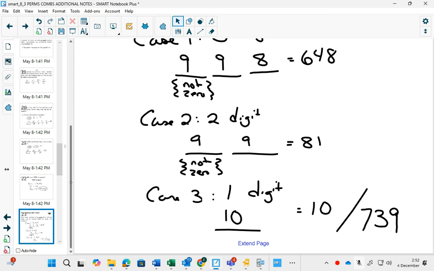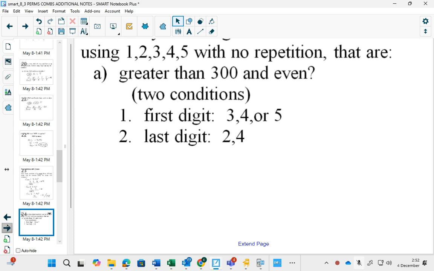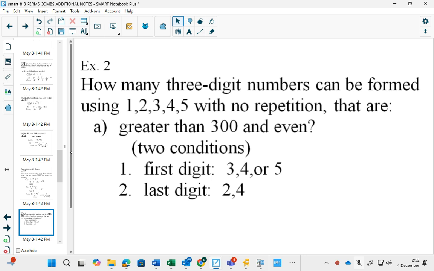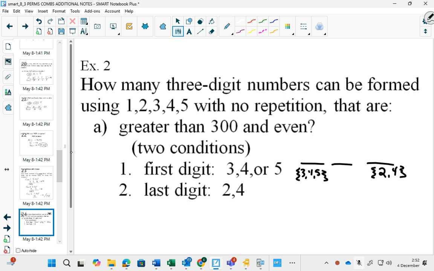A very common cases question happens when you have more than one restriction. So in this question, we want to use the numbers 1, 2, 3, 4, and 5. And we want our number to be bigger than 300 and also even. So we have 2 restrictions. In fact, if I write things out to start off with here, can you see that the restriction on the first digit, that the only possibilities are 3, 4, and 5. And if it has to be even, there's a restriction on the last digit, and the only possibilities are 2 and 4.